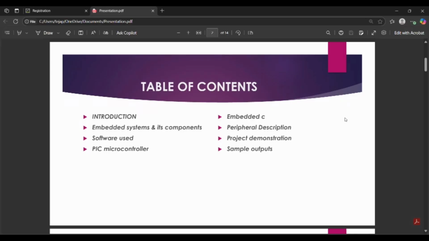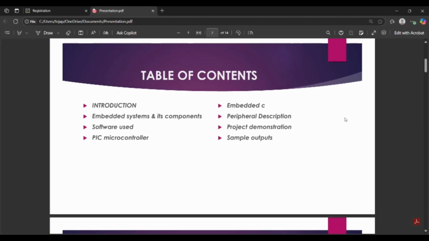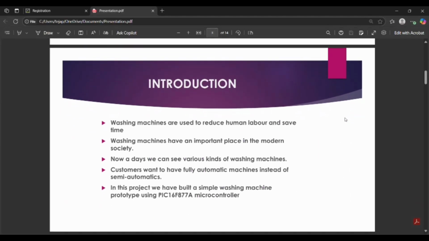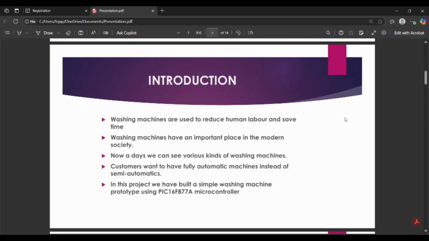Here is the table of contents. First is the introduction, and second is embedded systems and its components, the software used, that is, which software we have used, the PIC16F877A microcontroller, embedded C, peripheral descriptions, project demonstrations, and sample outputs also. Move to the next slide. Introduction.